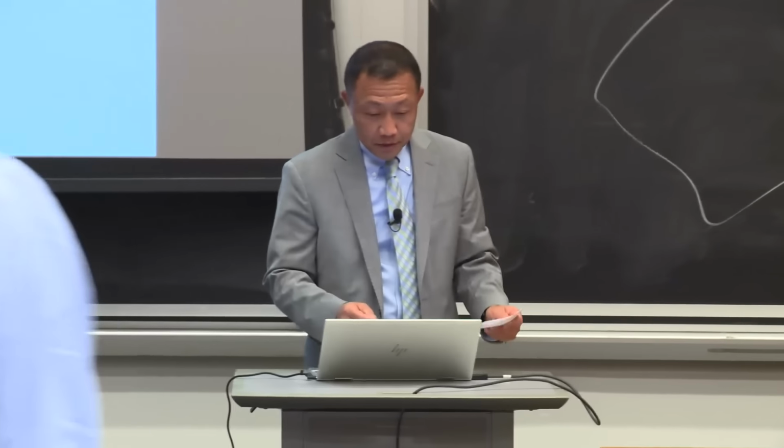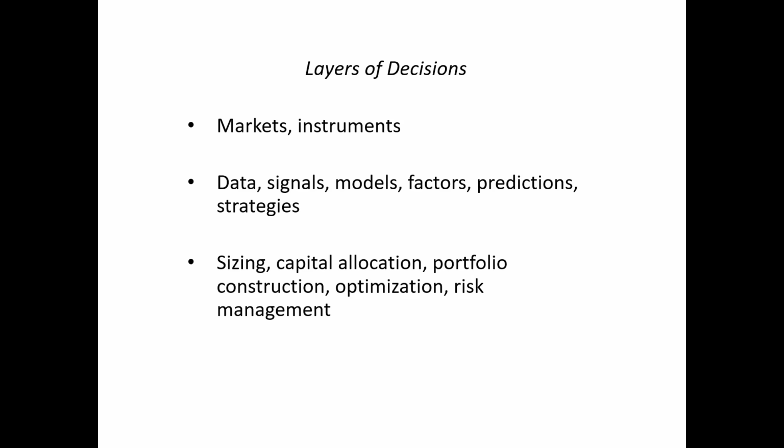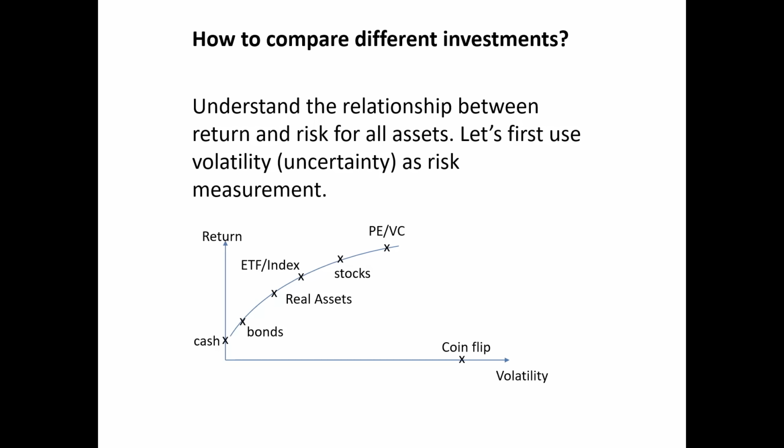So the decision-making process I was talking about: you need to decide which market to pick your investment from. Then you need to think about what data to collect, right? What kind of signals you can derive, what models you need to build, what factors you need to take into consideration, what predictions you need to make. Then assemble them into strategies. Then we're talking about sizing and allocating your capital, portfolio construction, then optimizing it. Then at the end, really to manage the risk.